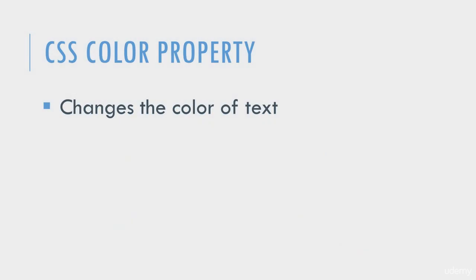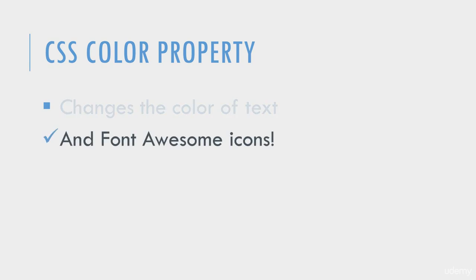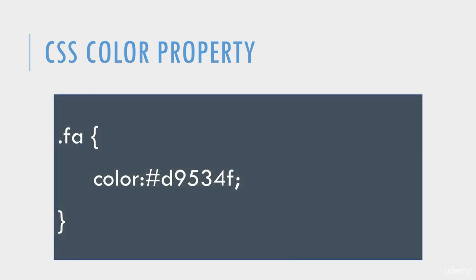Let's learn how to change the color of the icons. The CSS property color is used to change the color of text in a web page, and it also changes the color of the Font Awesome icons. Here's an example of what the code would look like.